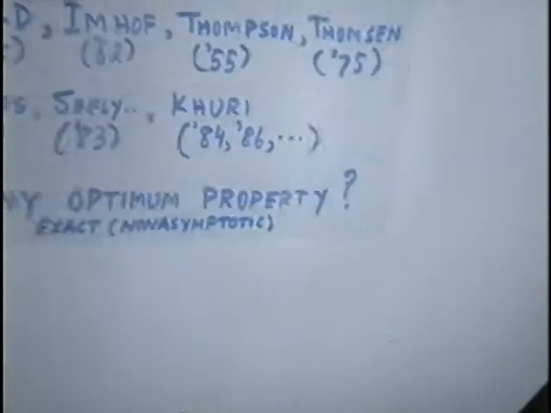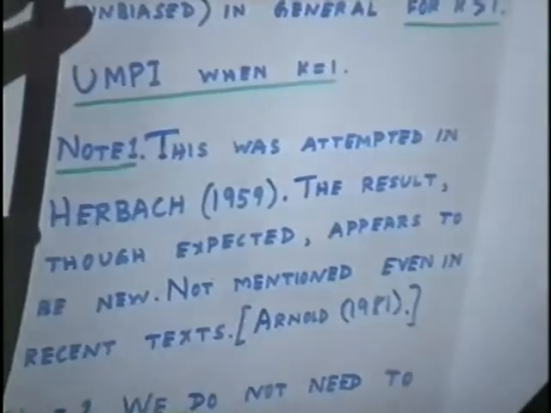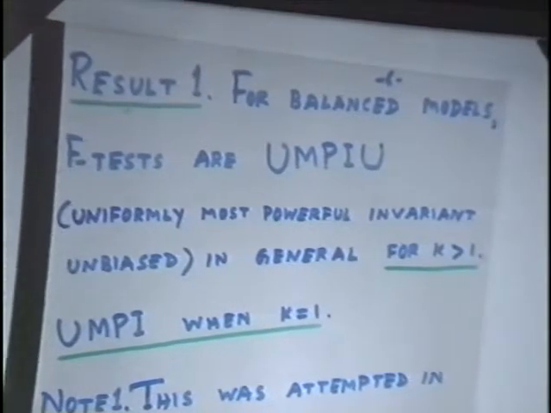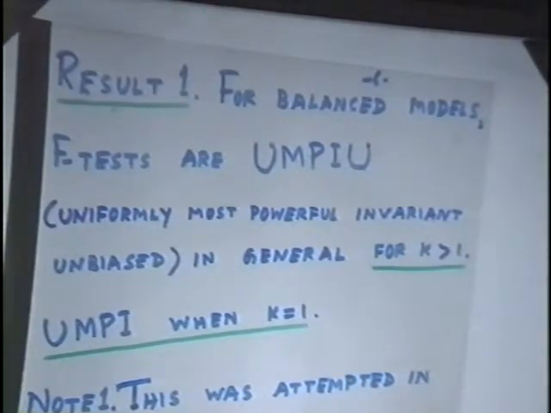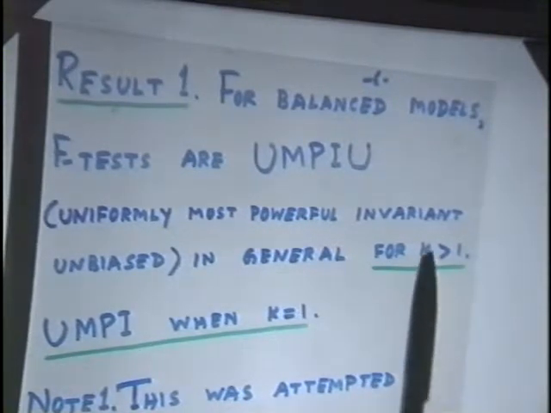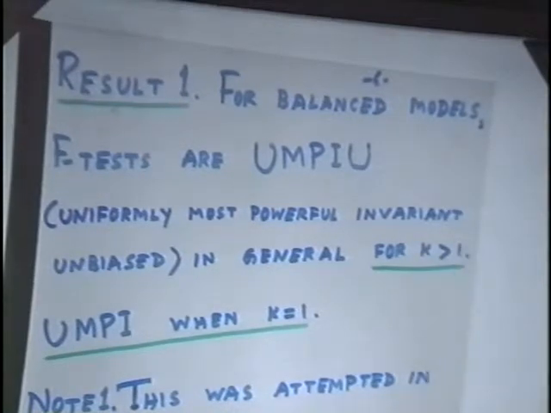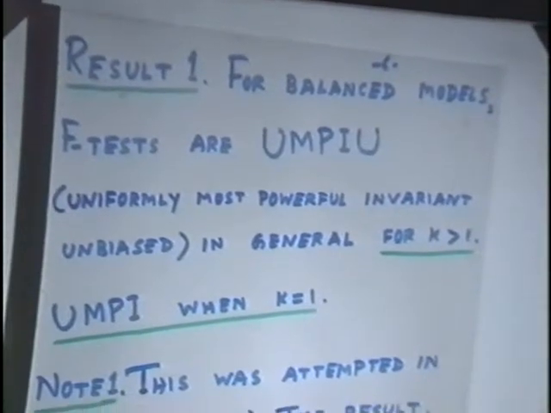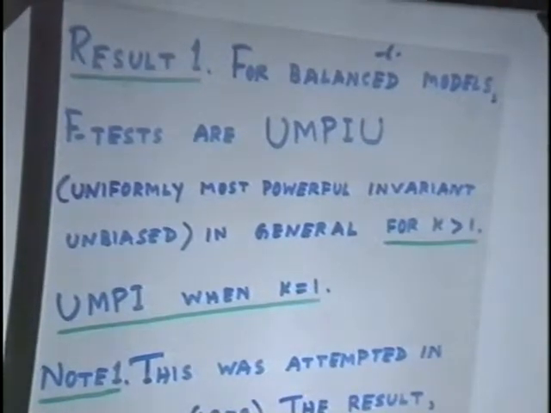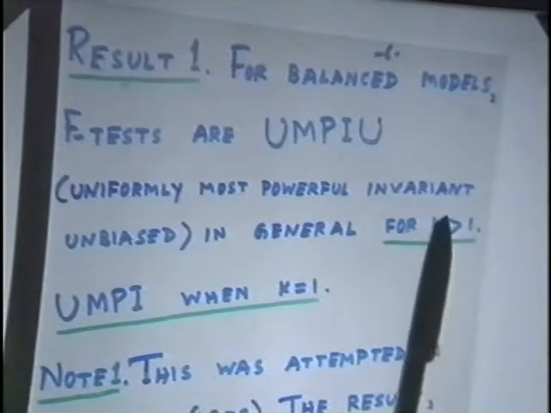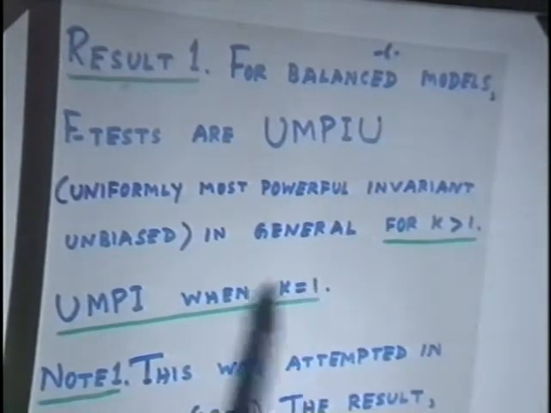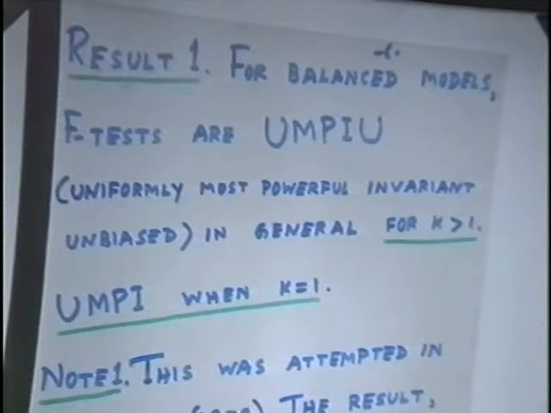Okay, the first result here is the following. For balanced models, as you can expect, the F tests are uniformly most powerful invariant unbiased. That's true if k is more than 1. K is the number of variance components other than the last component, sigma 0 square. So you have sigma 1, sigma 2, up to sigma k. If k is more than 1, the test will be uniformly most powerful invariant unbiased. On the other hand, for k equal to 1, the test will be uniformly most powerful invariant.